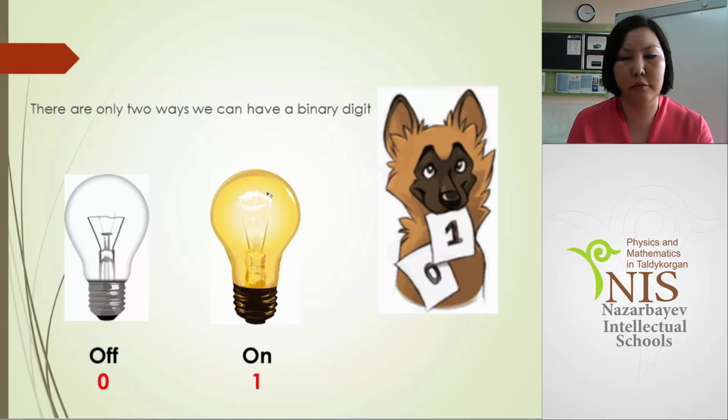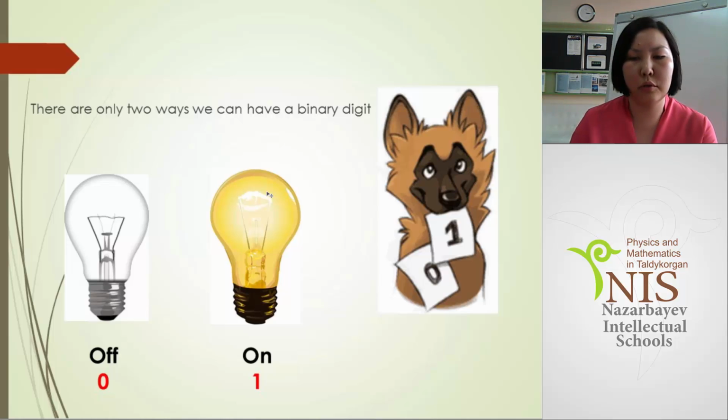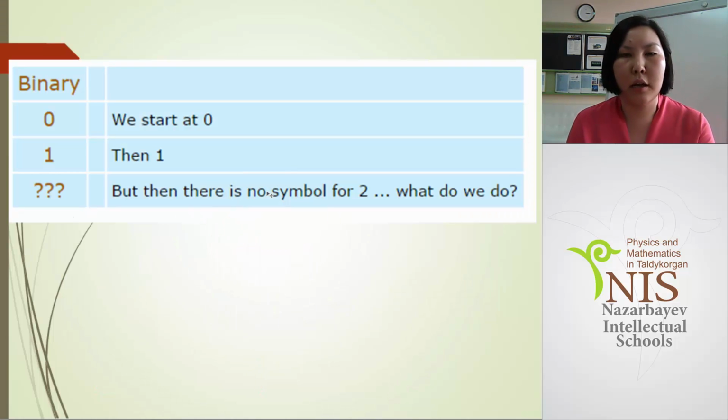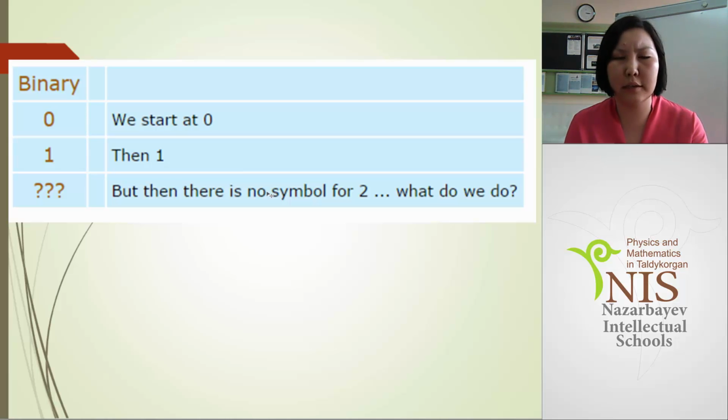Let's look at the binary system. There are only two ways we can have a binary digit. It is like on and off for a light bulb, or 1 or 0. Counting in a binary number system is quite simple. It is like in decimal. We start counting at 0, then goes 1, but then there is no symbol for 2.